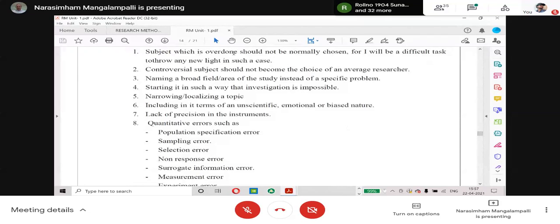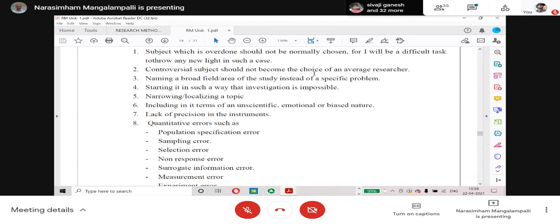A subject which is overdone should not be normally chosen, for it will be a difficult task to throw any new light in such a case. See, if some work is done already extensively, then there will be nothing for you to report. There will be nothing new for you to report. So you will be handicapped.